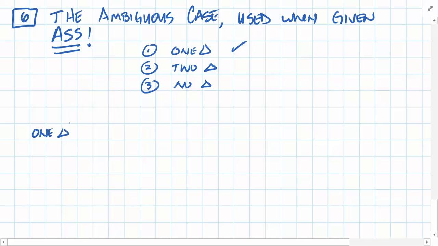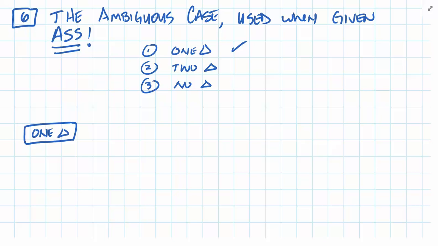Let's say we're talking about one triangle. I'm going to assume that we don't know that we're looking for one triangle. I'm going to show you how to get it and solve for it. So these are our three cases. We're going to talk about each one at a time. Let's start with one triangle. Number three, no triangles, that's the easiest one, so we'll save that one for the last.